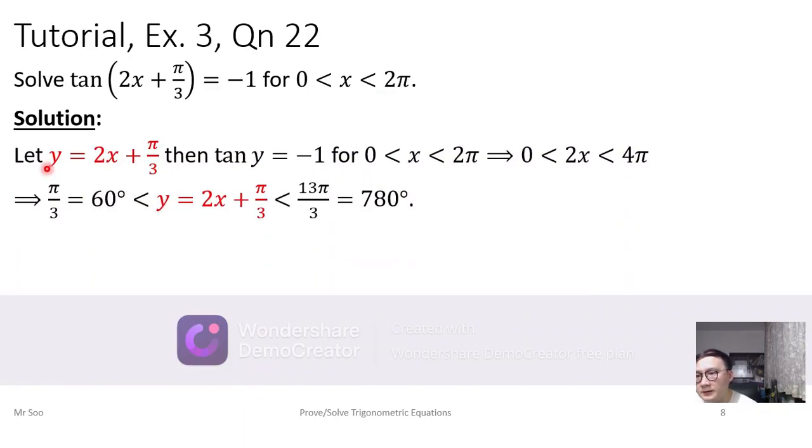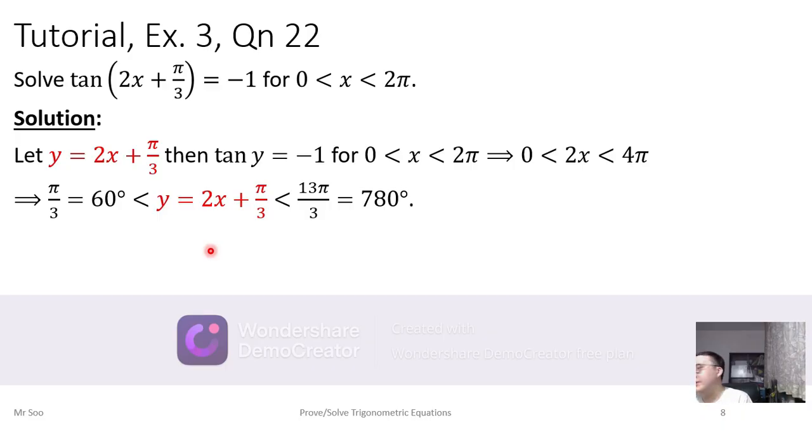Here, this part, can you see? My laser is pointing at the part here. So if I let y equals 2x plus pi over 3, then tangent y equals minus 1 will be defined for this range. It cannot be 0 to 2 pi. It will be between 60 degrees or pi over 3 to 13 pi over 3 or 780 degrees. This is the range, which means when you work out your answer for y, your answer should strictly lie between pi over 3 and 13 pi over 3, or equivalently in degrees, between 60 degrees and 780 degrees.